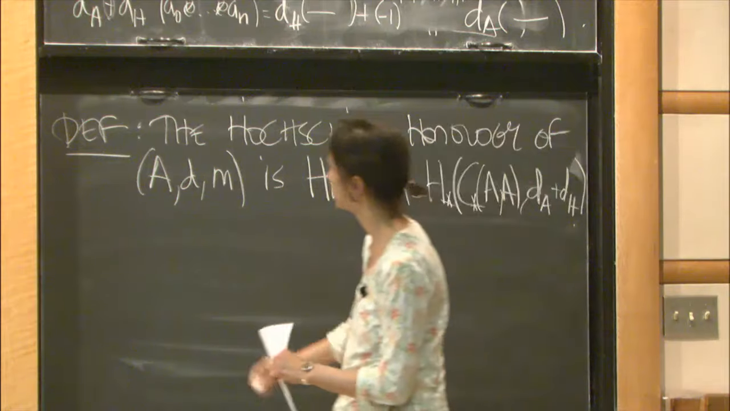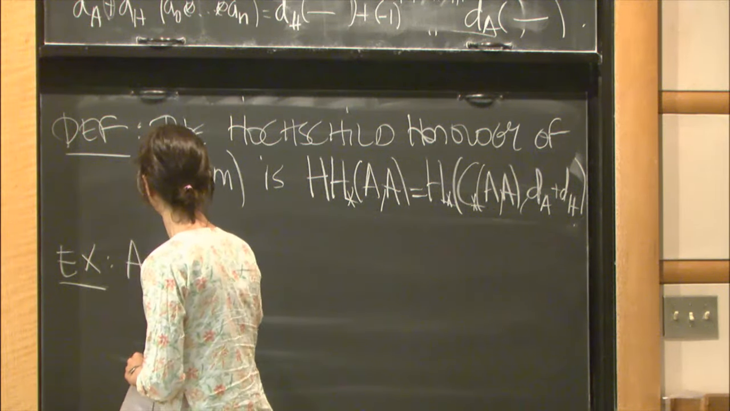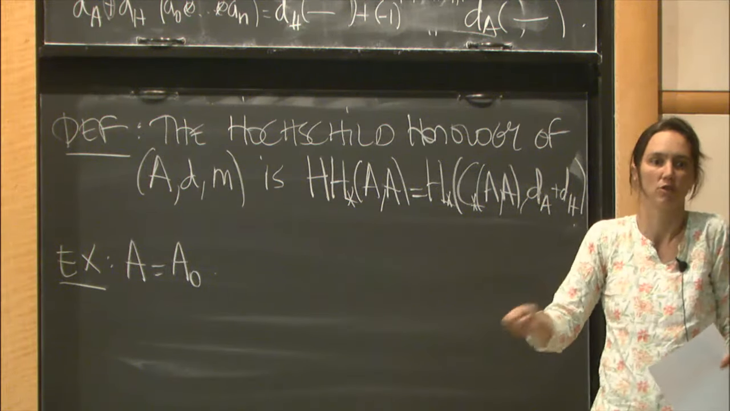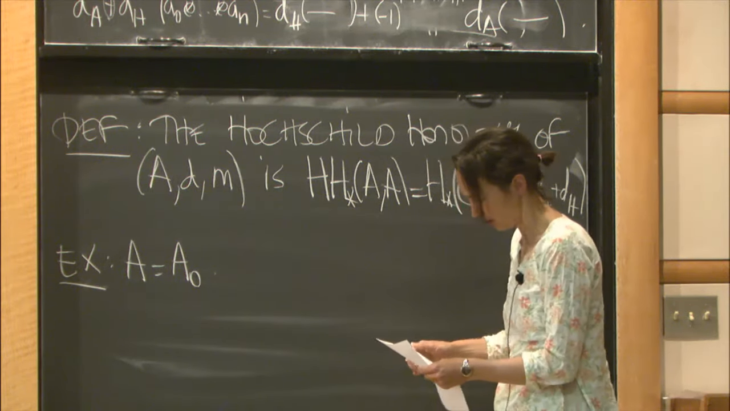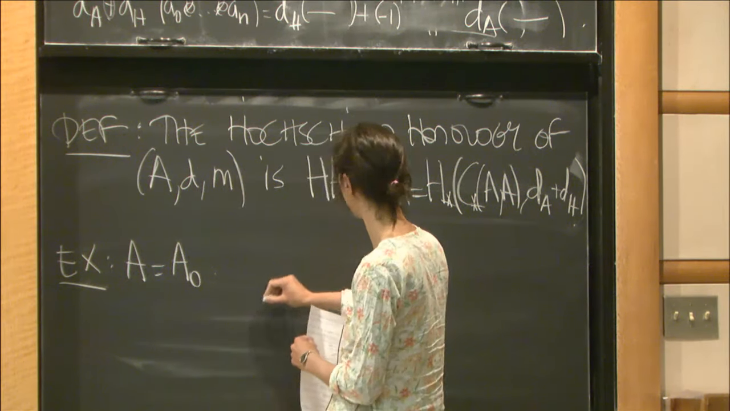Shall we do this one example? If A is just in degree 0, so this also works for just algebras, which have no grading and no differential, I can restrict to these. Then, if we try to compute what is HH0, just for fun?